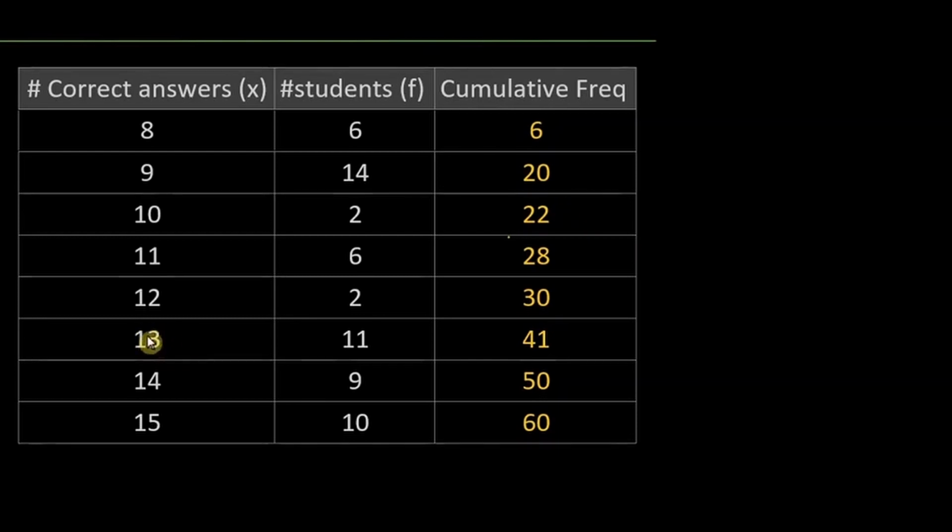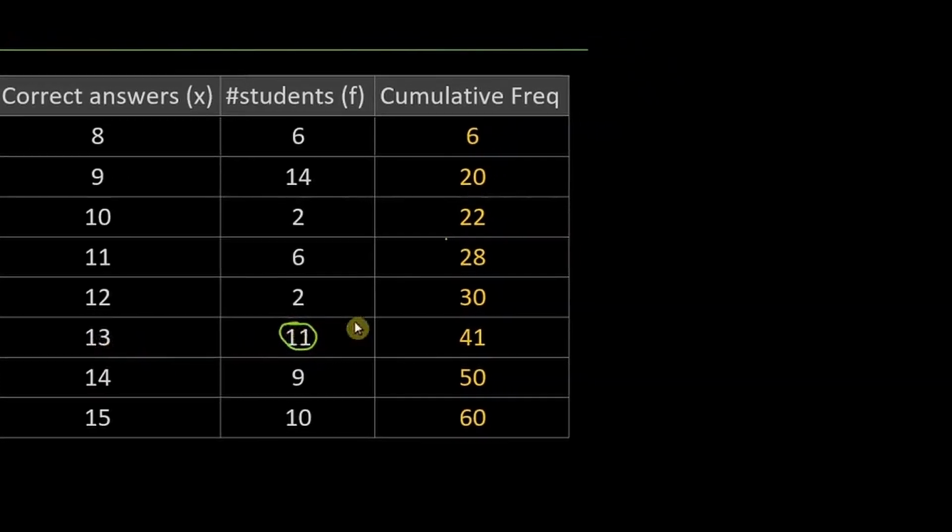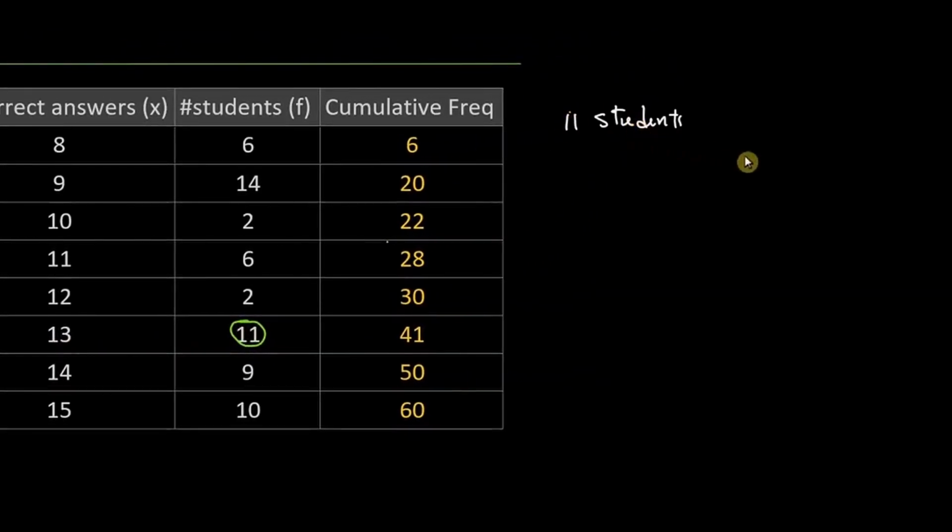So we have 13 correct answers were given by 11 students. So we could write 11 students scored exactly 13 marks. Okay, that's one. That's number 2. So we need to know the modal number of correct answers, and that would be the number of correct answers obtained by the highest number of students. So clearly 14 students obtained 9 marks, and this is the highest number of students who scored a particular mark. So the modal number of correct answers is 9.